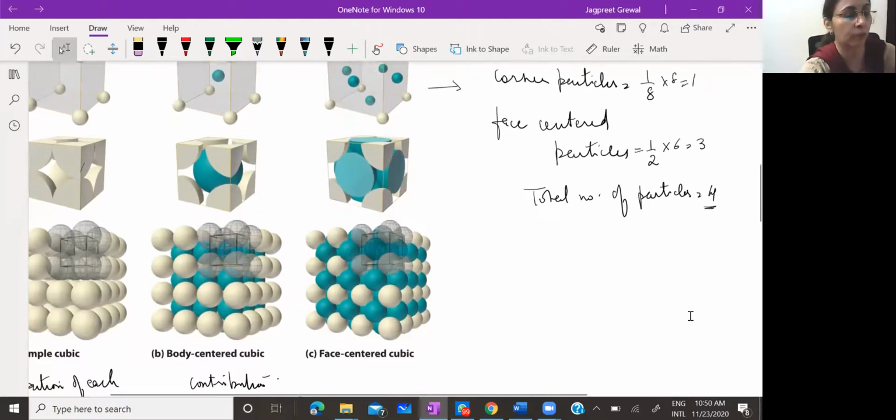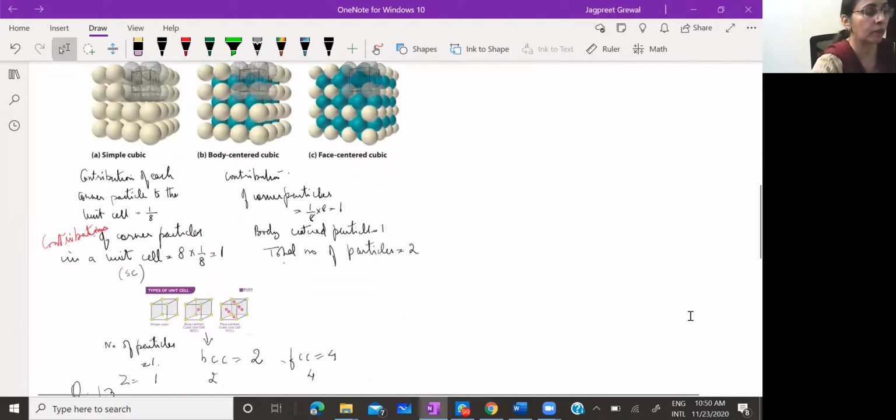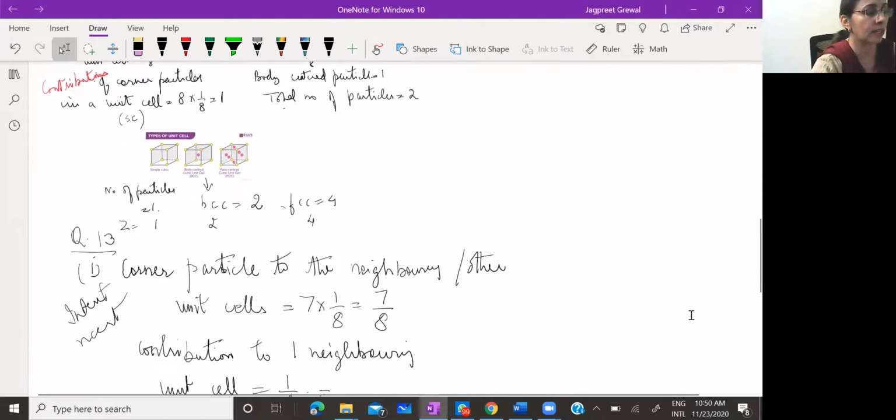This you have to remember for solving the numericals: the number of particles in each of the unit cells. As we have written over here, the number of particles is described by Z. So Z is equal to 1 in simple cubic, 2 in BCC, and 4 in FCC.